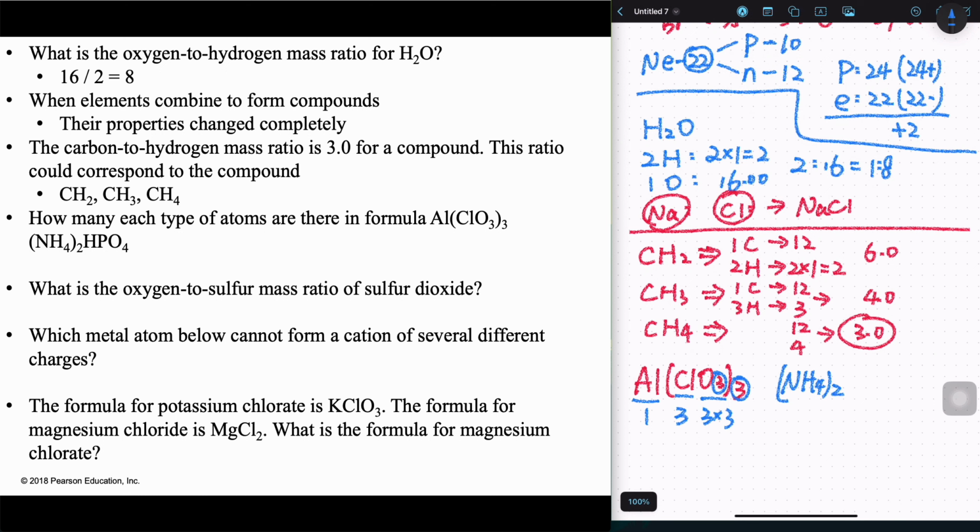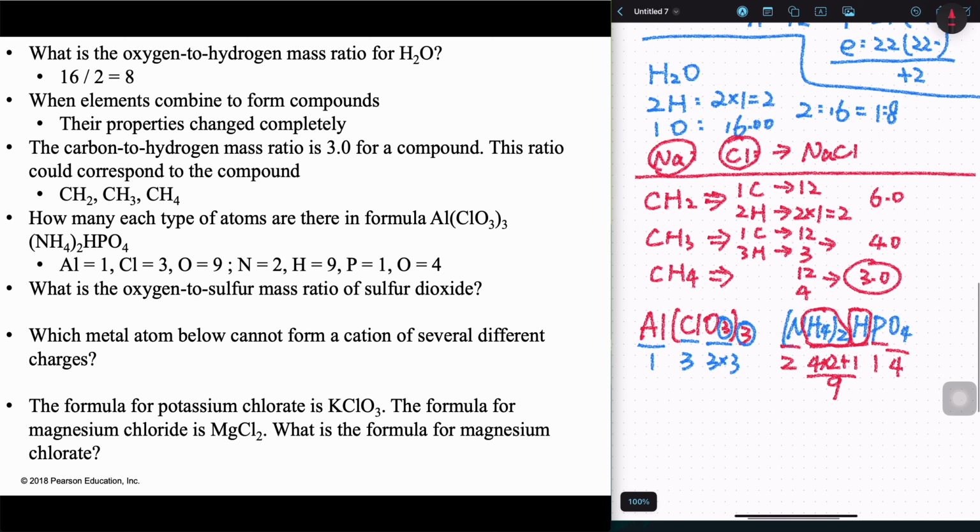For this compound, the number of nitrogen will be 2, and the number of hydrogen will be 4 times 2 plus 1. Because here we have 8 hydrogen, and here we have 1 more hydrogen. So in total, there are 9 hydrogen. For the phosphorus, we have just 1 phosphorus, and for the oxygen, we have 4 oxygen.